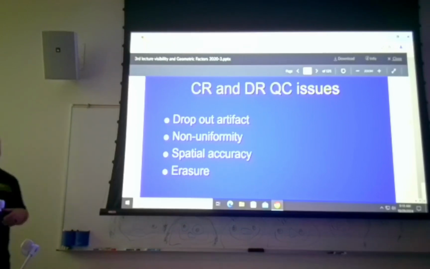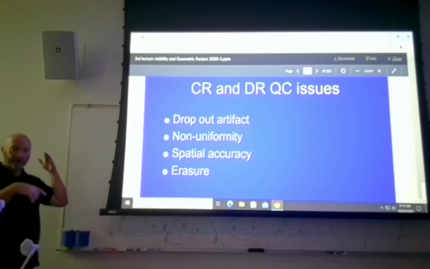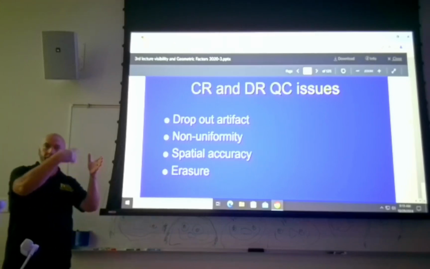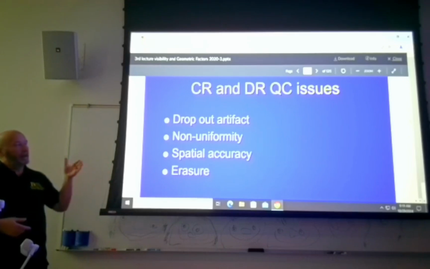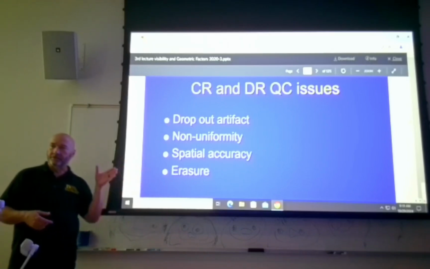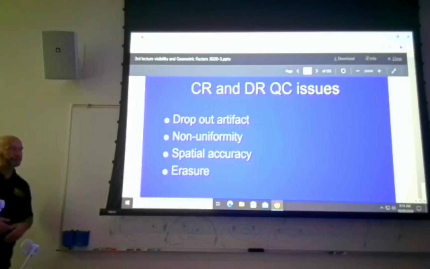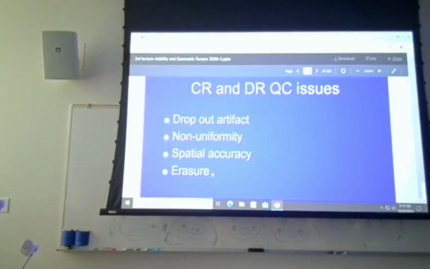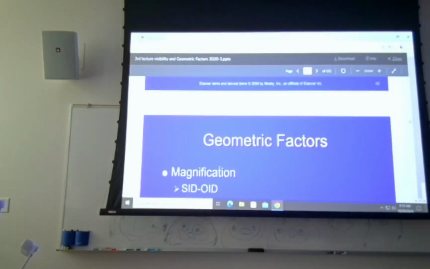Non-uniformity would be where, like we talked about the laser last week, you remember the laser? You had the fast scan, and you had the slow scan. The slow scan was the travel of the imaging plate, and then you had the fast scan going back and forth, right? Well, if you had non-uniformity, which might be a non-consistent travel of the plate in your slow scan. Spatial accuracy, eraser, making sure that the lights in the eraser bank were working well.